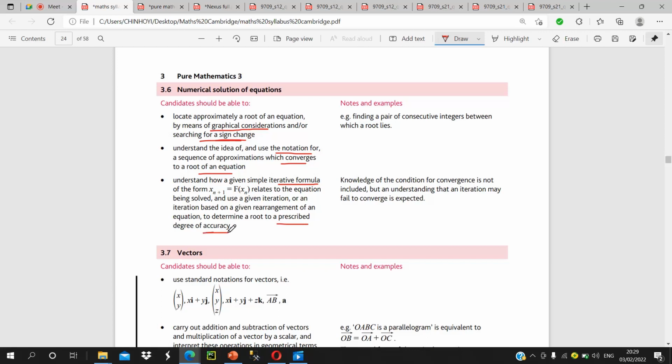So you can write a subheading saying approximation of roots using iterative formulas.